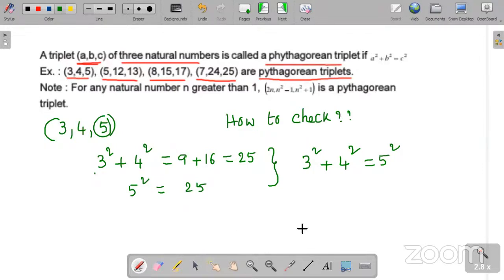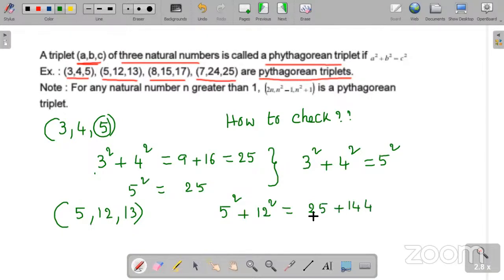Now let us check 5, 12, 13. 5 square plus 12 square: 5 square is 25, 12 square is 144, so 144 plus 25 is 169. Now 13 square is equal to 169. Yes, this is a Pythagorean triplet. Like that, you check 8, 15, 17 and 7, 24, 25.